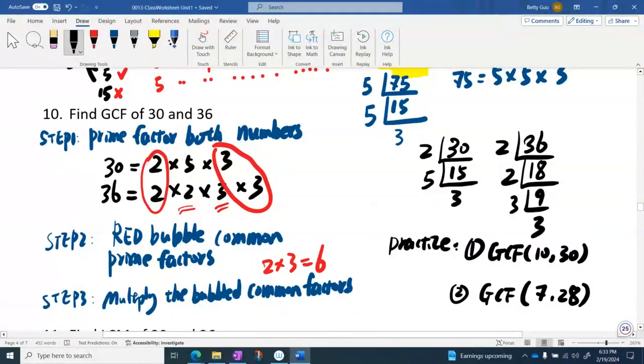Find the GCF for 10 and 30. Do you want us to say the answer out loud or just wait? Sorry, I couldn't hear you well. Find the GCF for 10 and 30. Do you want us to say the answer out loud, or do you want us to wait? Oh, I want you to write it down. I actually want you to apply the process.